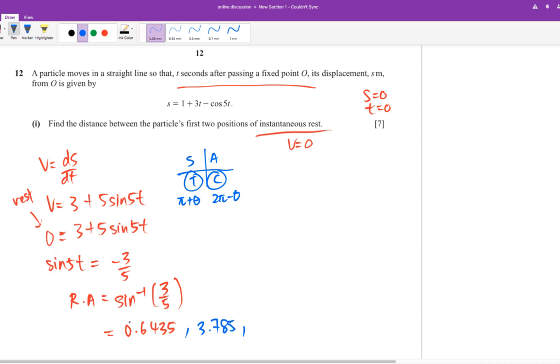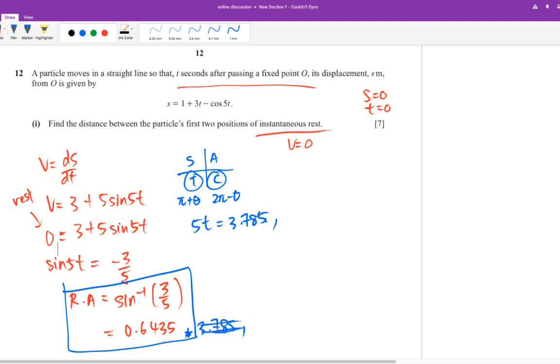I cannot write a comma because this is the reference angle, my bad. So I know my phi t equals 3.785. The next one is 2 pi minus the answer, so I will get 5.6397. Alright, and then if I rotate one more round, I can get another answer. I can get a lot of answers over here.